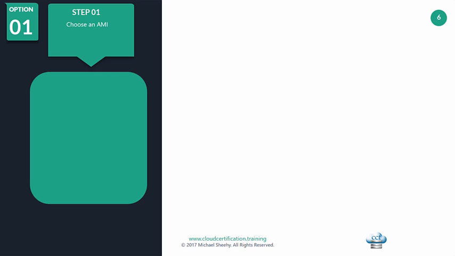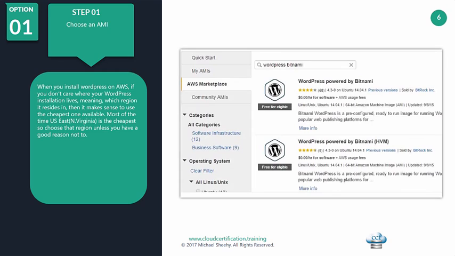Okay, so step 1 is we choose an AMI, which is an Amazon machine image. Now, when you install WordPress on AWS, if you don't care where your WordPress installation lives, meaning which region it resides in, then it makes sense to use the cheapest one available. And most of the time, US East, which is North Virginia, is the cheapest. So choose that region unless you have a good reason not to.